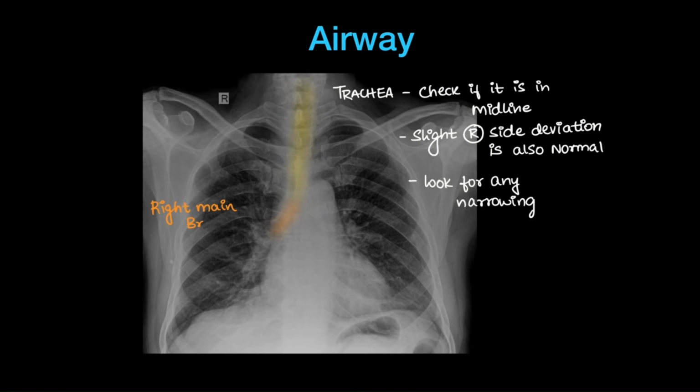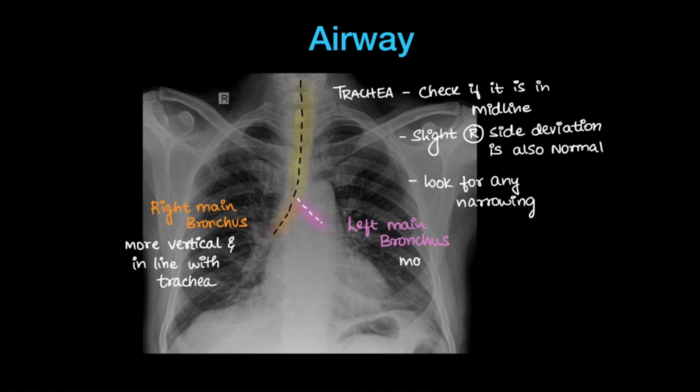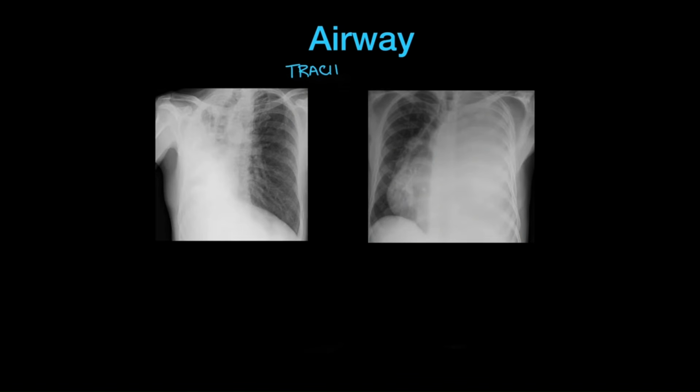Follow it up with the right main bronchus. Here you can see in orange, and the left main bronchus I highlighted in pink. As you can see, the right main bronchus is more vertical and in line with the trachea. So there are more chances of foreign bodies getting lodged within the right lower lobe.